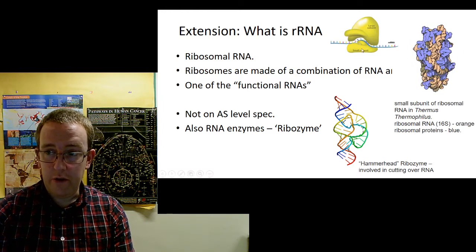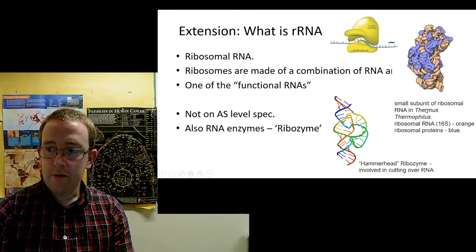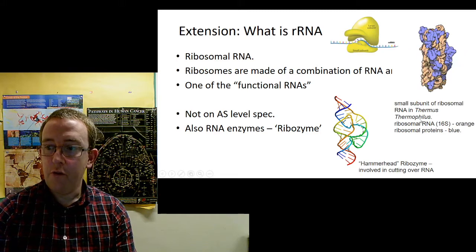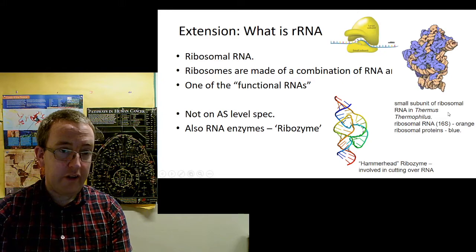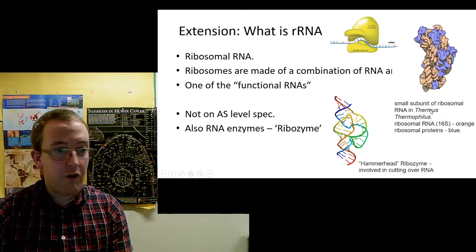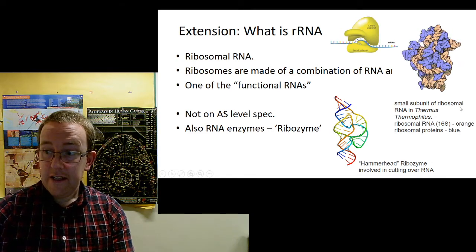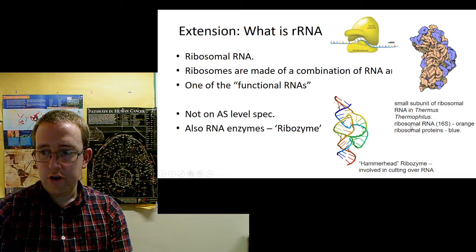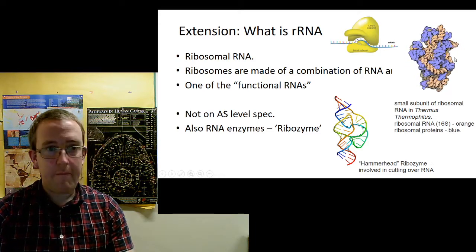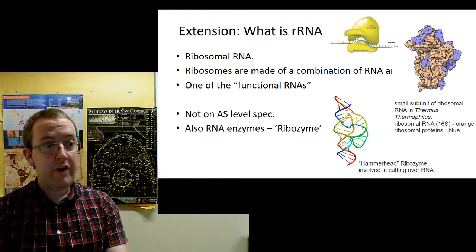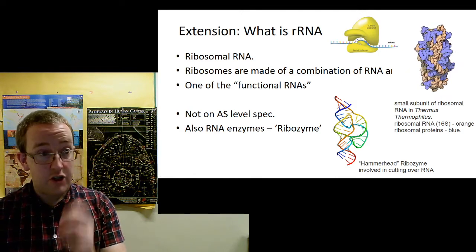This is the small subunit, so this is that bit there. This is the small subunit of ribosomal RNA in this thing called Thermus thermophilus, which is a bacteria that can live in hot springs. Very well studied, very well understood, used in a lot of biotechnology applications. Now, for reference, the ribosomal RNA is the orange part, and the ribosomal protein is blue. So you can see it's quite a high percentage of that functional molecule that's actually RNA doing something. Not just RNA coding for something or translating for something, it's actually doing something.